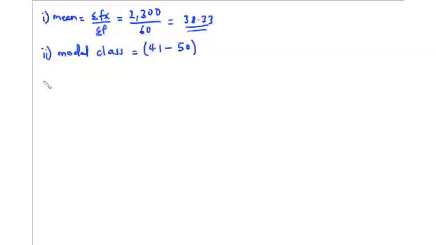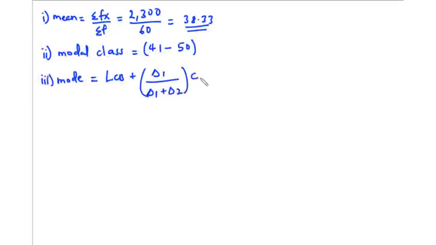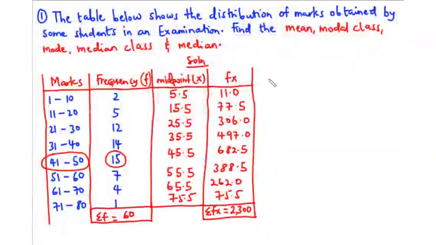Now let's find the mode. The mode is given by the expression LCB, which is the lower class boundary, plus delta 1 divided by delta 1 plus delta 2, multiplied by the class size. Because the lower class boundary is a requirement in order to find the mode, we need to find the class boundary for each interval. So we are going to create another column for the class boundary.